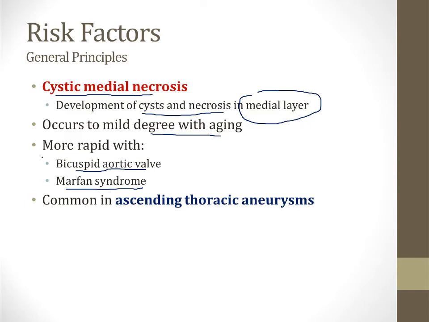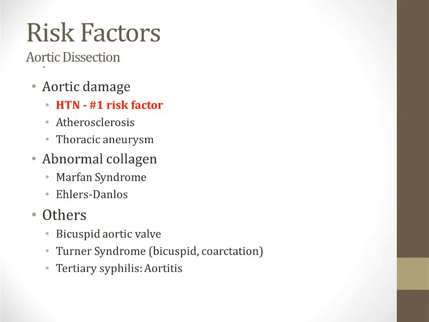In both of these conditions, there is what's known as an aortopathy, which means the aorta is not normal, and what you see histopathologically is the development of early and more aggressive cystic medial necrosis. And this is common in patients who have dissection. It's also common in patients who have ascending thoracic aneurysms, which we'll talk about in a few slides. So now that we've gone through all that, it's very easy to understand the risk factors for aortic dissection.